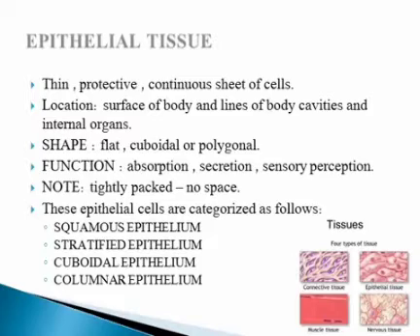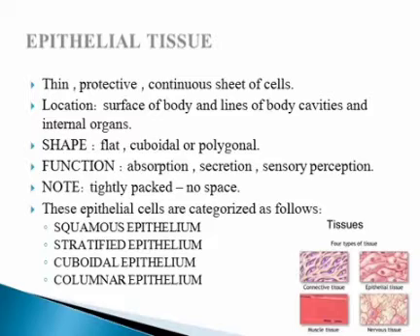As I said, it is a continuous sheet of cells. The very best example you can take is the outermost layer of the skin. And what is the shape of this tissue? It is flat, cuboidal or polygonal. It may be flat in shape, cuboidal in shape or polygonal in shape.